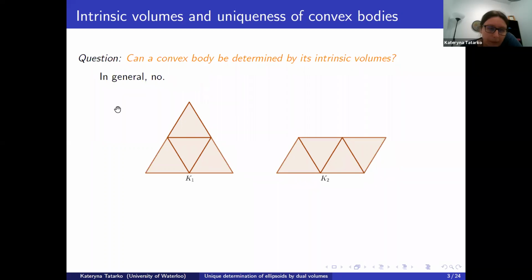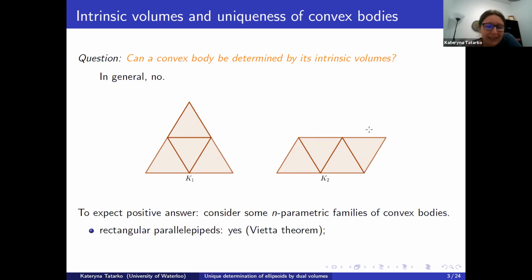So of course, in general, the answer is no, but can I restrict this question in such a way that I can expect to get a positive answer? Can I consider some specific families of bodies in order to get a positive answer in this direction? The naive way to think about it: since I have n intrinsic volumes, I have n conditions. So for me to hope that I can solve this system of relations, I maybe want to consider n-parametric families of convex bodies, that is, convex bodies that are defined by n parameters.